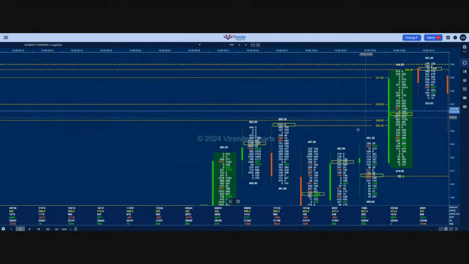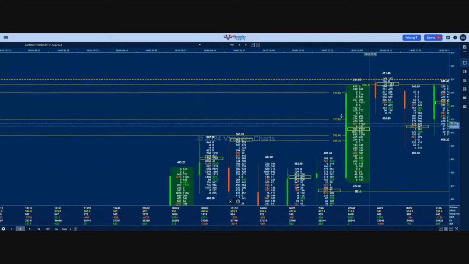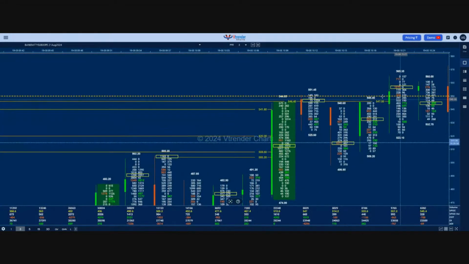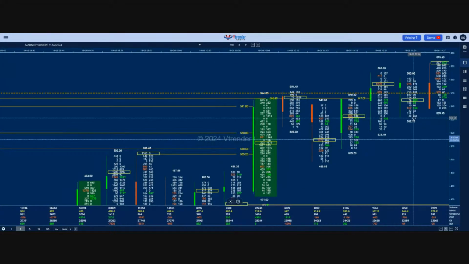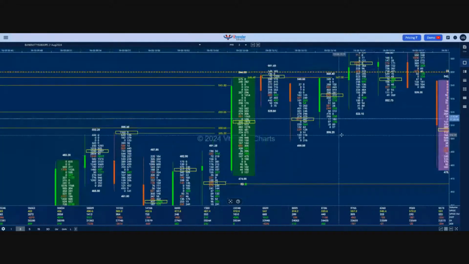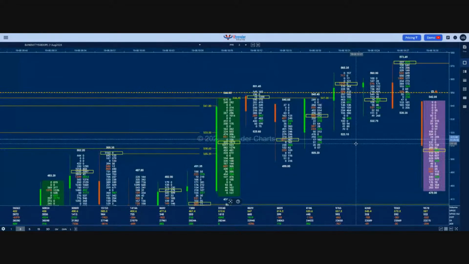Once we broke 518, we went on to make a high of 573, which is where auctions stopped. The order flow in Bank Nifty started showing us RBs, and this was a signal for us to close out the puts.